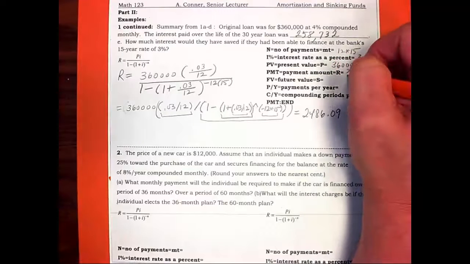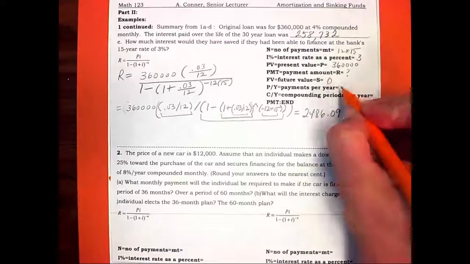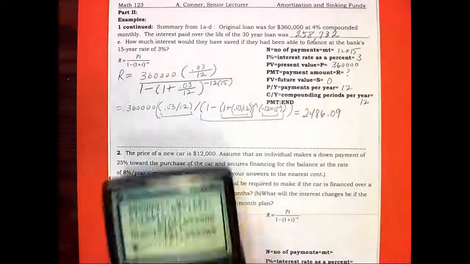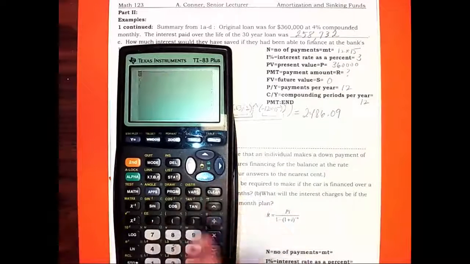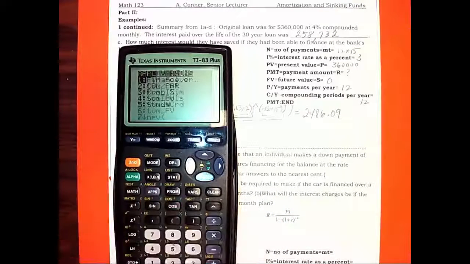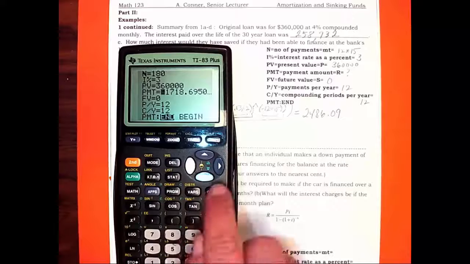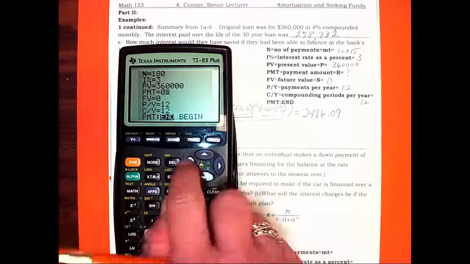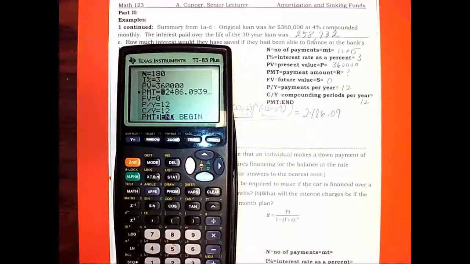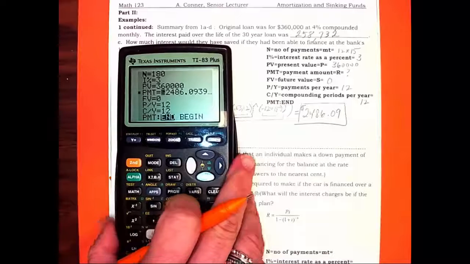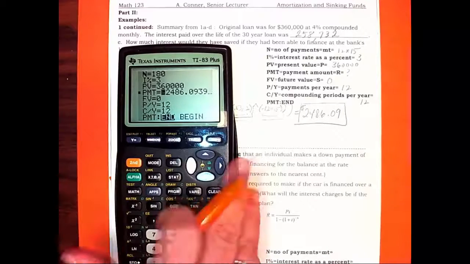Payment, what we're trying to figure out, future value is going to be 0, and payments per year, compounding periods per year, and let's see what we've got there. So apps, finance, all right, so 12 times 15 this time, percent is 3, and then let's go back to payment and do alpha enter. So there we see the $2,486.09 per month. But that's not actually the answer we're looking for here, so I probably shouldn't have boxed that in.